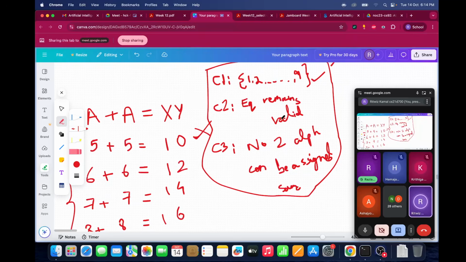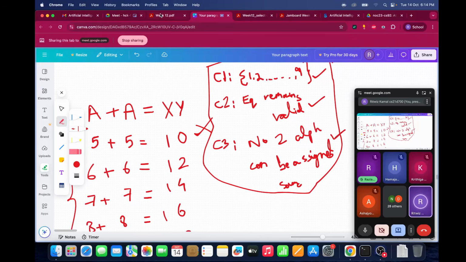The second constraint is that the equation has to remain valid. Okay, we cannot write something which will violate this plus condition that is given to us. And then no two alphabets can be assigned the same number. Okay, so each alphabet must have a unique assignment.